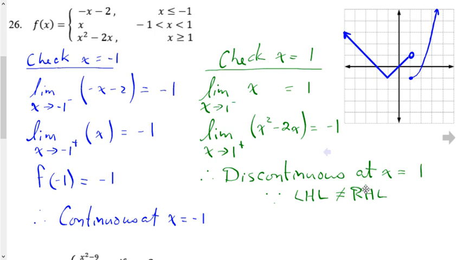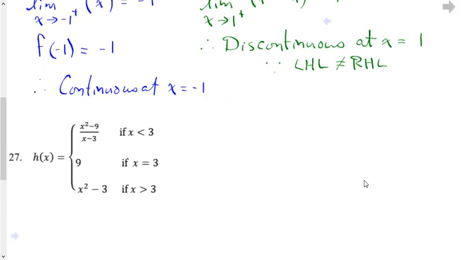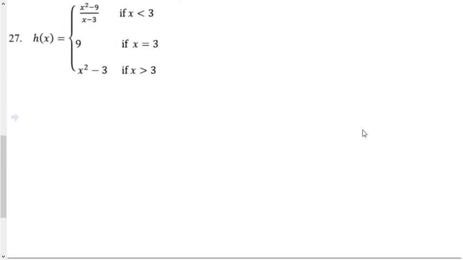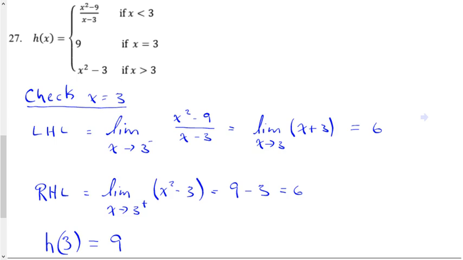On to number 27 and the piecewise function. Well, this one's a little bit different. We haven't seen one like this in our examples yet, where here we have the function defined to the left side of 3 and to the right side of 3, and then we have a unique definition for the function at that point where x is equal to 3.